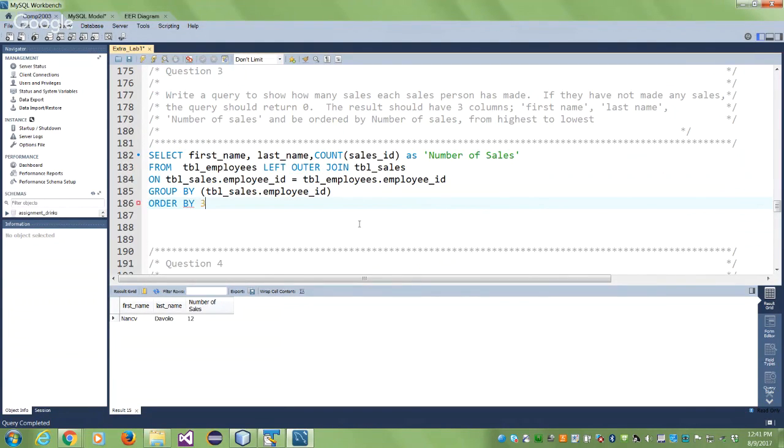You can say order by 3. Right? It is the 3rd field. You don't have to repeat count sales ID if you don't want to. And from highest to lowest, so descending. You have to go descending from highest to lowest. The default is ascending. You don't have to write ascending, but descending you have to write because I said highest to lowest. So zeros will come at the end.